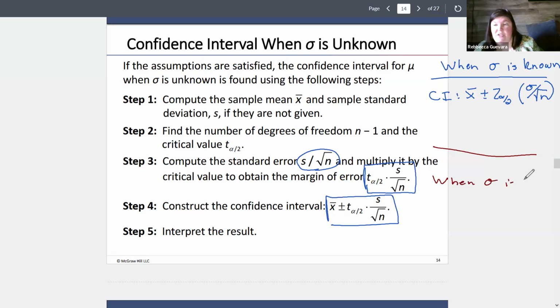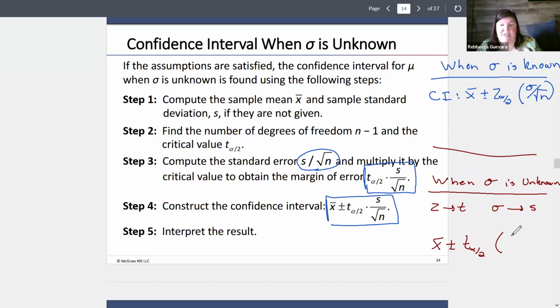When sigma is unknown, what's going to happen is that we don't have z-scores anymore, so z-scores become t-scores. We don't have sigma anymore, but we do have sample standard deviation, so sigma becomes s. So the formula just really hasn't changed much. The only thing that's changed is that instead of having z, I have t, and instead of having sigma, I just have s. So not a lot has changed here.